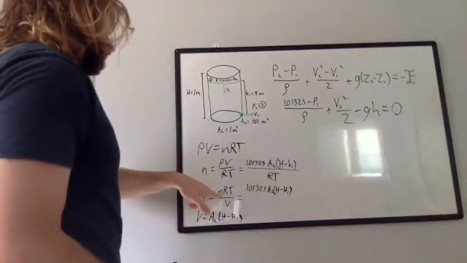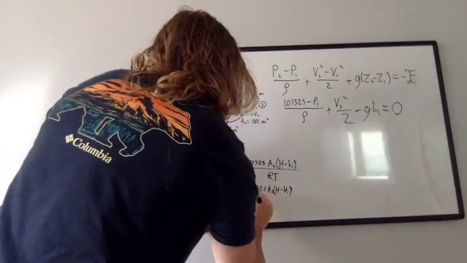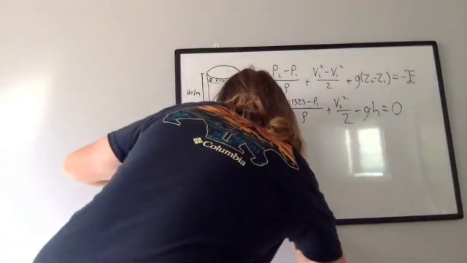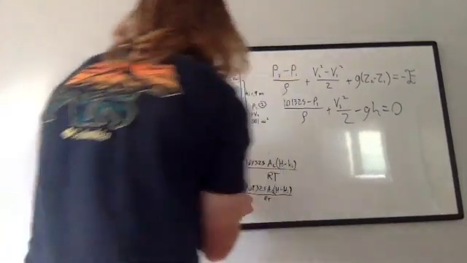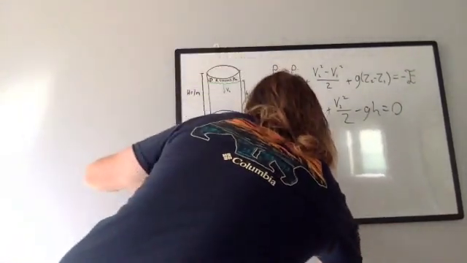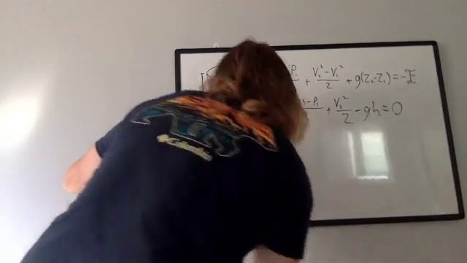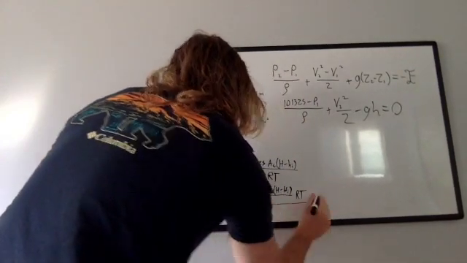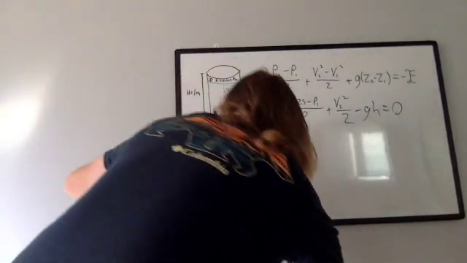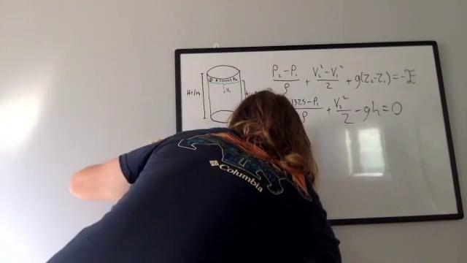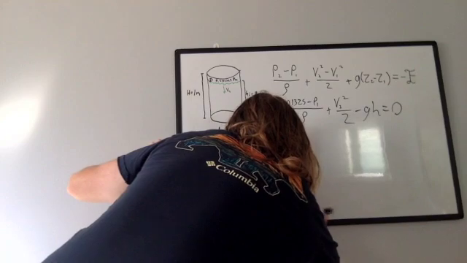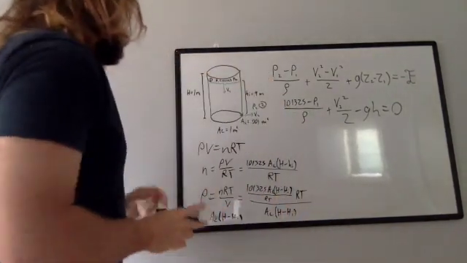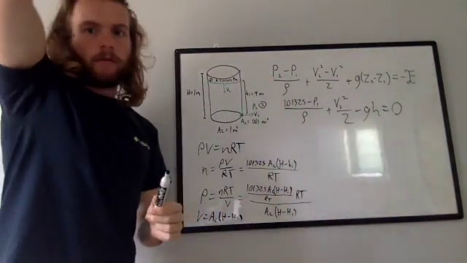Alright, so we've gone ahead and gotten our N in here. Can't forget that RT. Alright, and then we're going to have our RT right here also over here. And then this is all going to be over our volume expression, which we have. Alright, looking good.